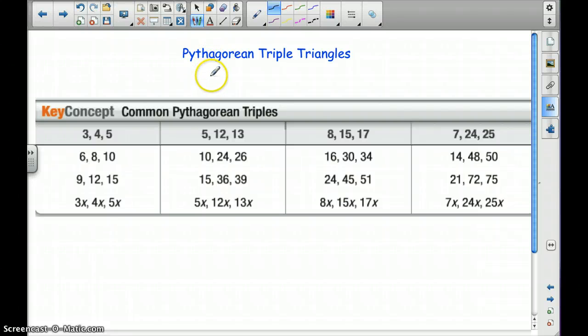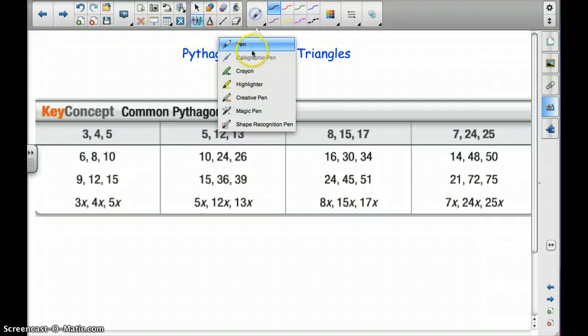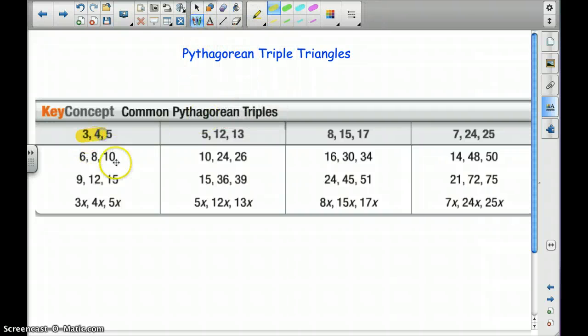Well, there are some special Pythagorean triple triangles, meaning that if I have 3 and 4 as the legs, I automatically know 5 is going to be the hypotenuse. Same thing with 5, 12, and 13: 5 and 12 are the legs, so automatically 13 is the hypotenuse. 8, 15, and 17 always make a right triangle. 7, 24, and 25 always make a right triangle. So if you find 3 numbers that are multiples of these Pythagorean triples, you know that you're going to get a right triangle. Okay?